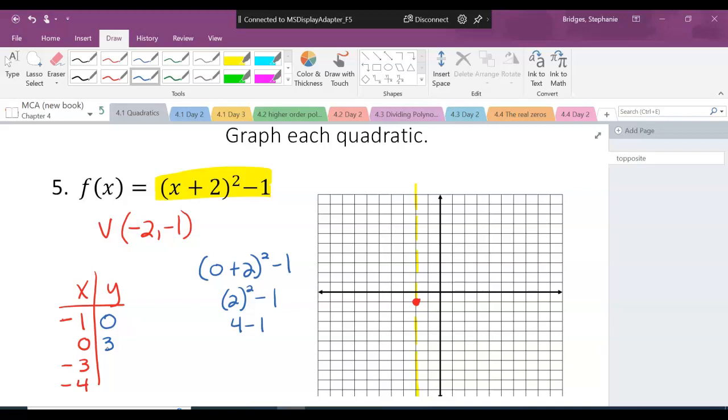When you plugged in -3, what did you get? You got 0, right? And what about -4? You got 3. Do you see how you got the same two y values for those points? That's because they're symmetric. They're going to be in the same position on either side of my vertex. So what I need you to do now is plot each one of those points and then connect your dots. You're going to put arrows on either end. And how should this graph be facing? Up. So once you get those points plotted, if it's not facing up, that means you did something wrong somewhere. Okay?